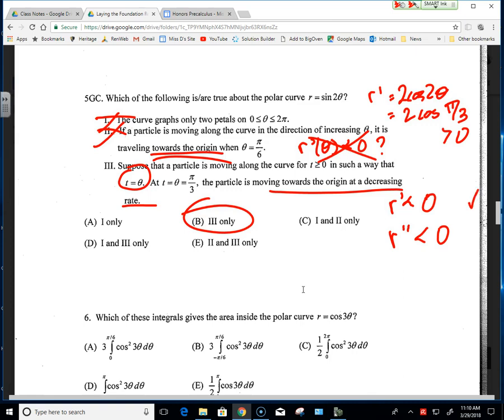And then r double prime, wouldn't I just need to go ahead and do chain rule again, and r double prime would just be negative 4 sine of 2 theta? And if I plug in pi over 3, sine of 2 pi over 3 is a positive. Positive times a negative is a negative. Check, check, done. So, towards or away from the origin, which quantity are we looking at? R. That's very new with polar.